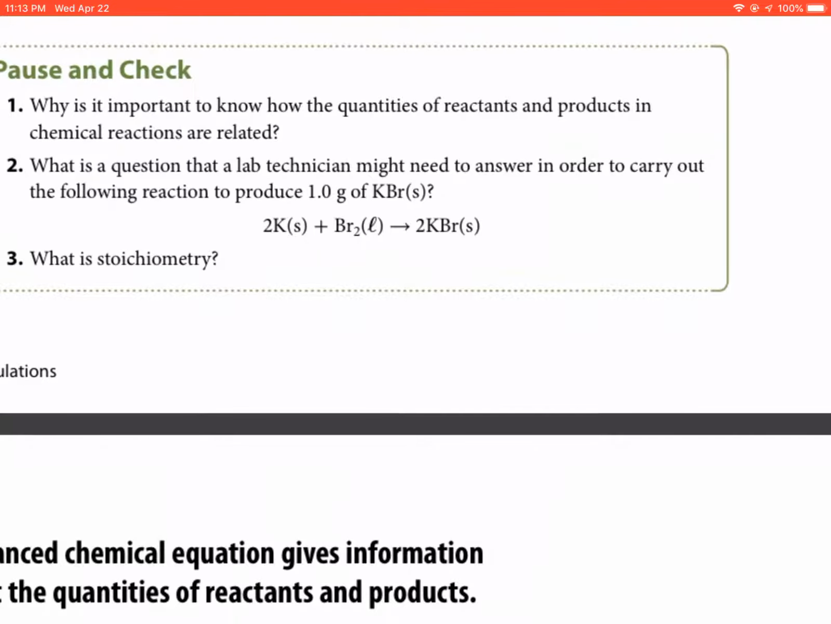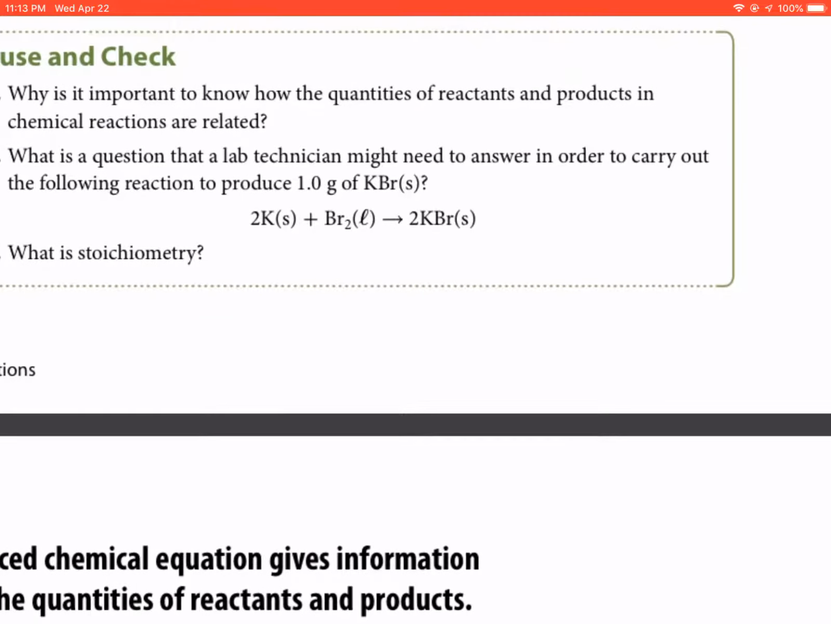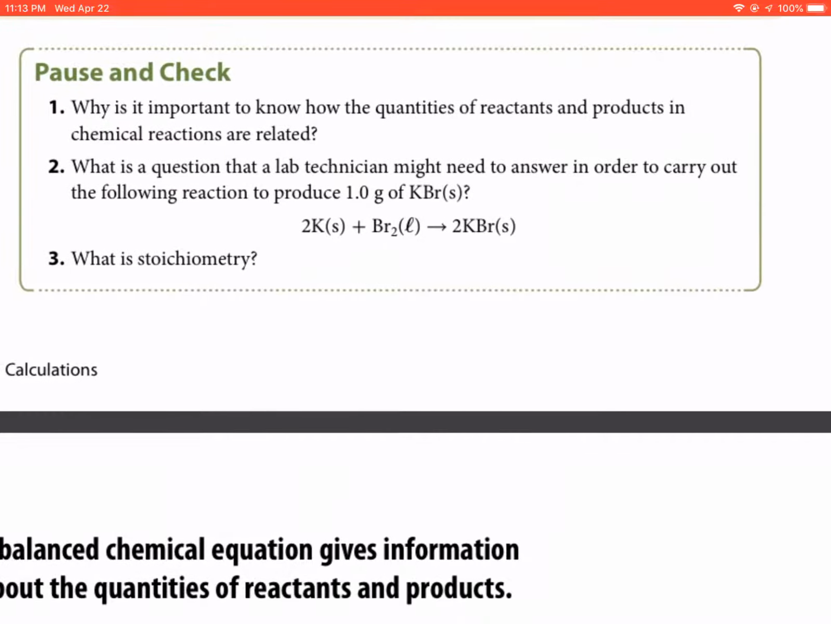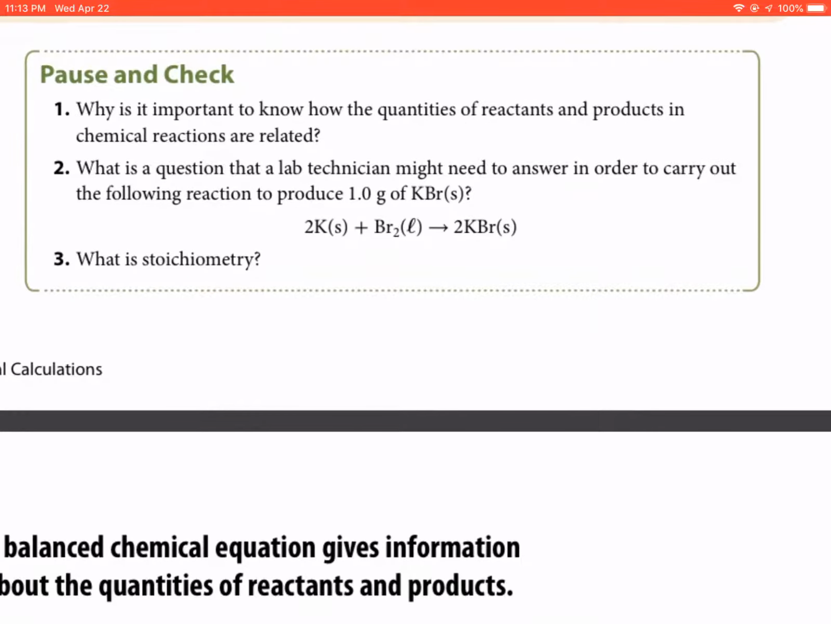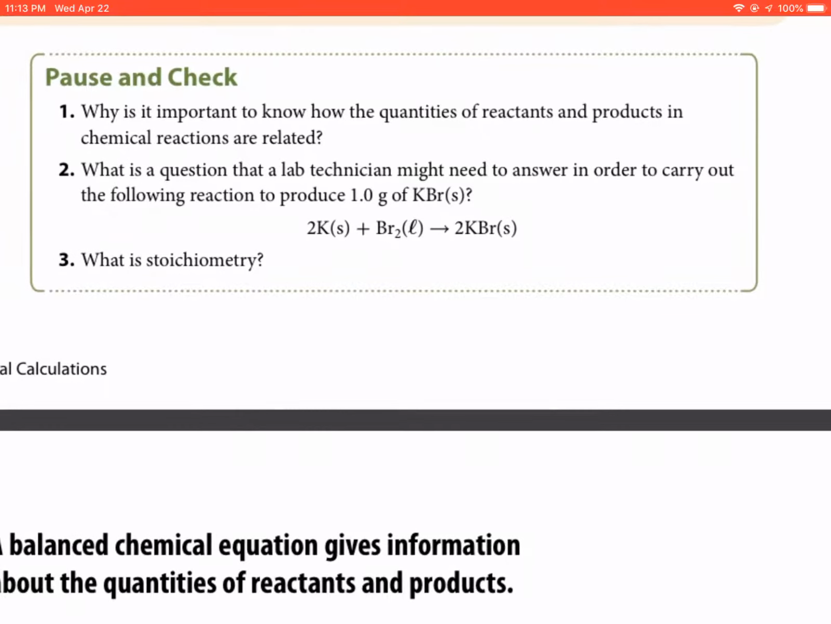It's one of those 7 elements that's diatomic. It will only be Br2. So question 3 there below that says, what is stoichiometry? Remember, we just said stoichiometry is looking at the quantities of reactants that are required and the quantities of product that will be made in a chemical reaction.